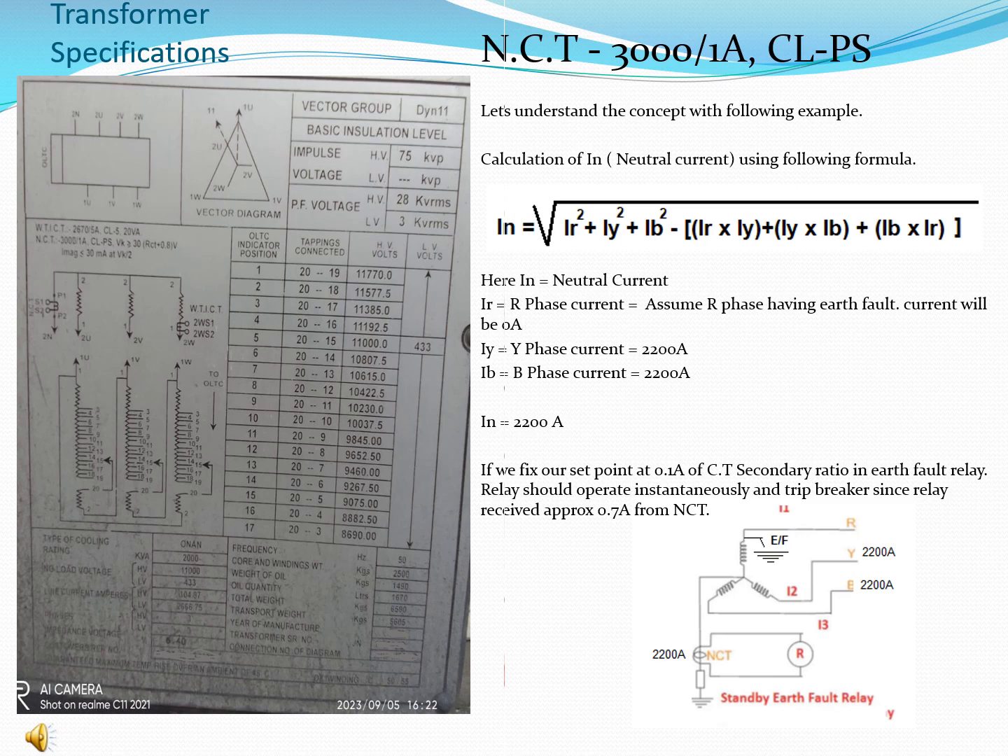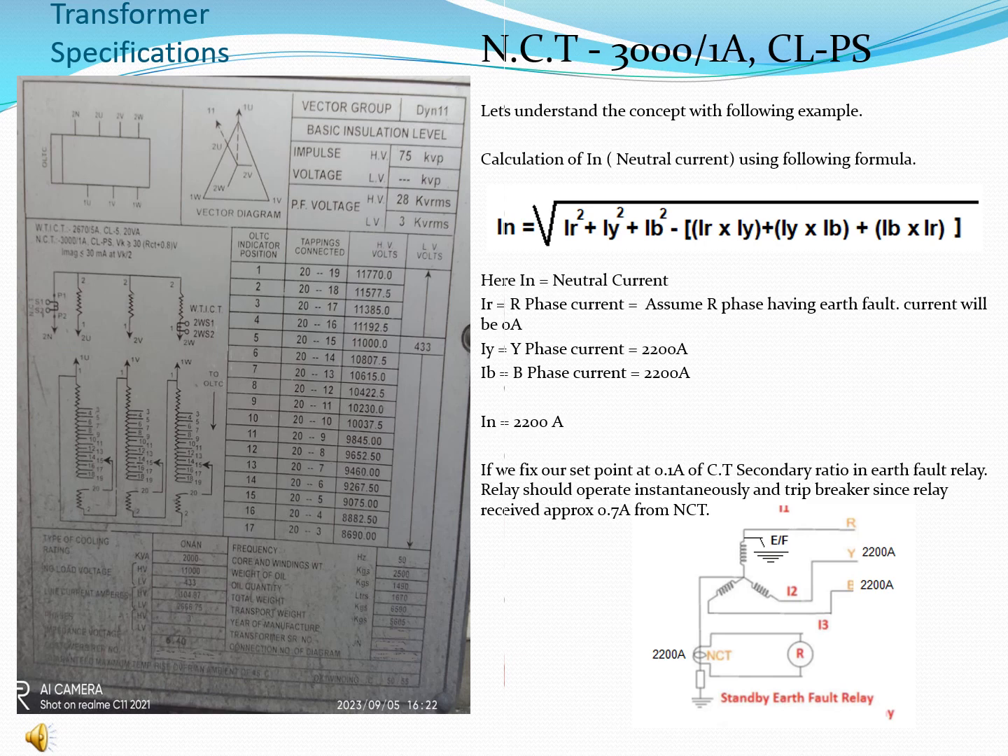Here we can calculate how the neutral current can be calculated. I have given you the formula from which we can calculate the neutral current. Here IN is the line neutral current, IR is the R phase current, IY is the Y phase current and IB is the B phase current. Let's assume that R phase is having an earth fault and the current in the R phase will be 0. At that time, if you calculate using this formula, you will derive that the neutral current will be 2200 amps.